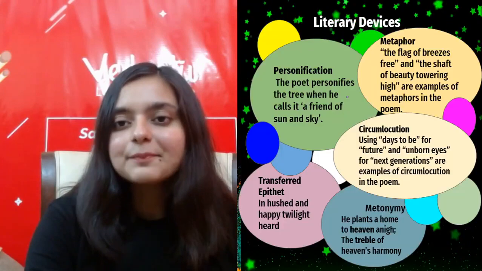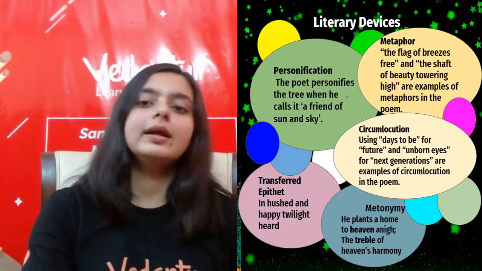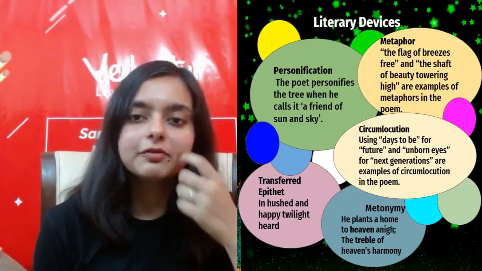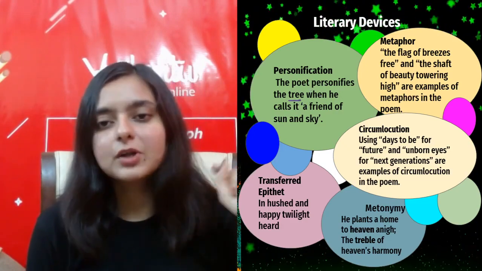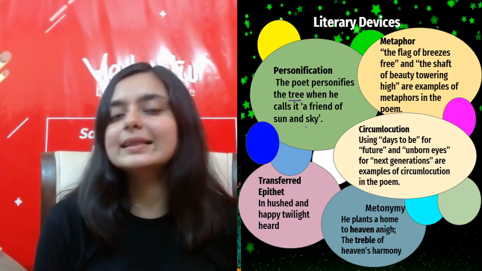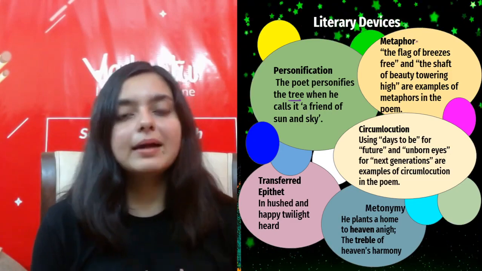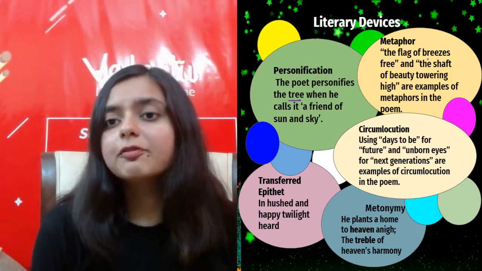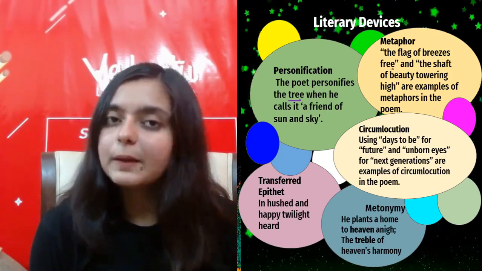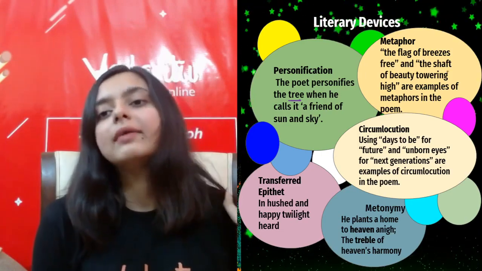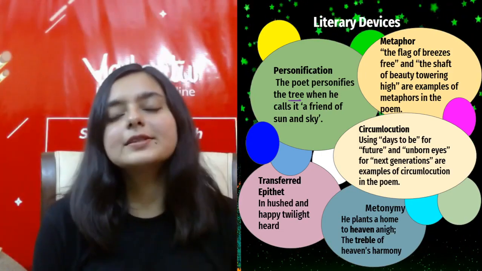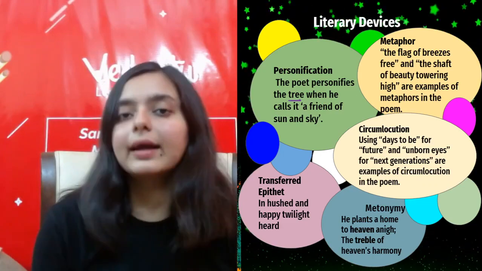All right, guys. So talking about the literary devices, the poet personifies the tree definitely. So first we have personification, a friend of sky and sun, right? Then we have metaphor, the flag of breeze. I have already explained the comparison to you. The shaft of beauty, these are examples of metaphor. Metaphors are basically indirect comparison.